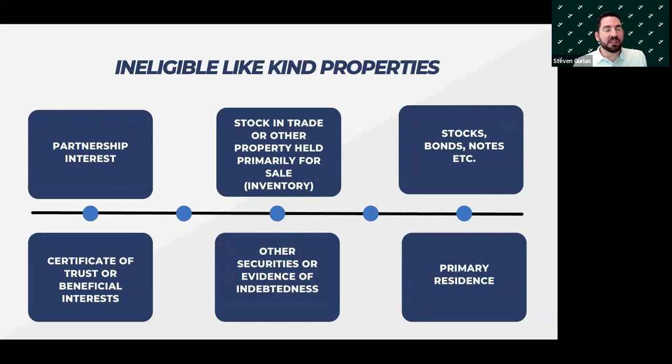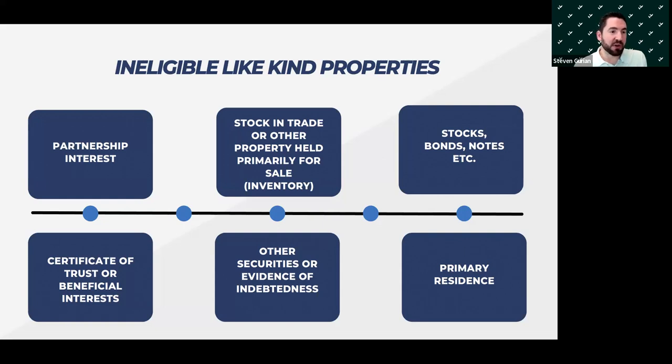We talked a little bit already about what is eligible like-kind property. Essentially, as long as it's real estate or some form of ownership in real estate, you could 1031 in and out of those types of properties. However, there are certain properties, personal properties or intellectual properties, things like that, interests in companies, that are ineligible for like-kind treatment.